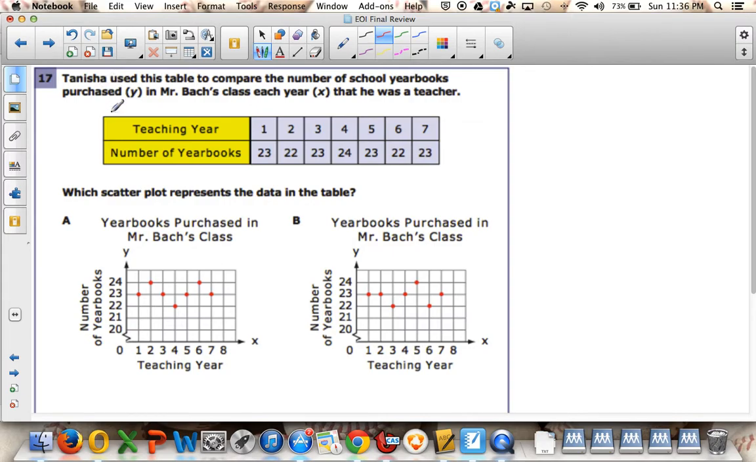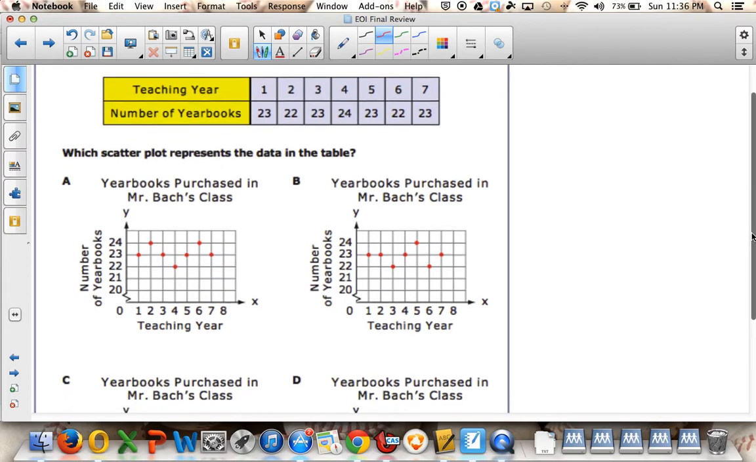Tanisha used the table to compare the number of school yearbooks purchased, Y, in Mr. Back's class each year, X, that he was a teacher. So we're just basically going to take these numbers right here, this T-chart, and put it in a scatter plot. Right here I have X, I have Y. So I need to match up my 1 with my 23, my 2 with my 22, 3 with my 23, and so on and so forth as it goes on.